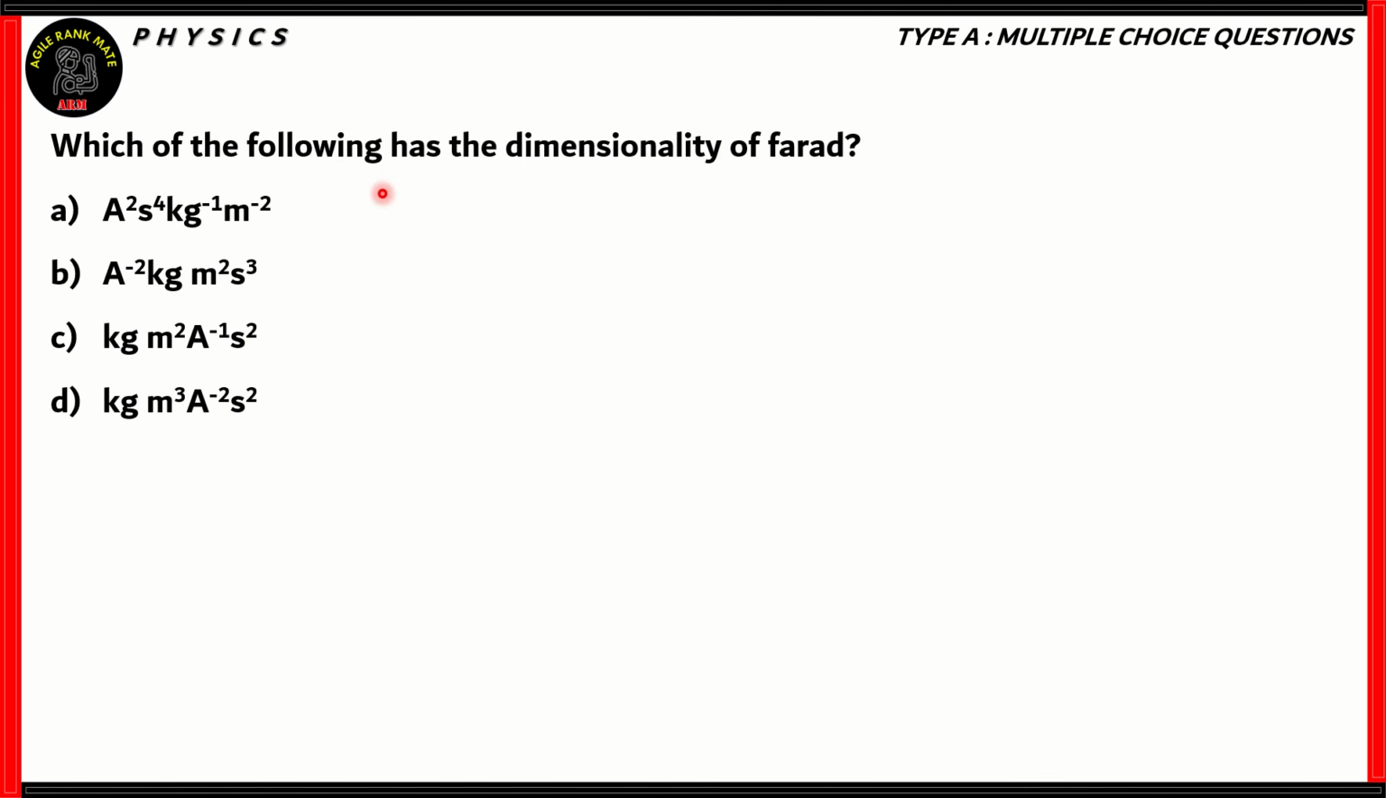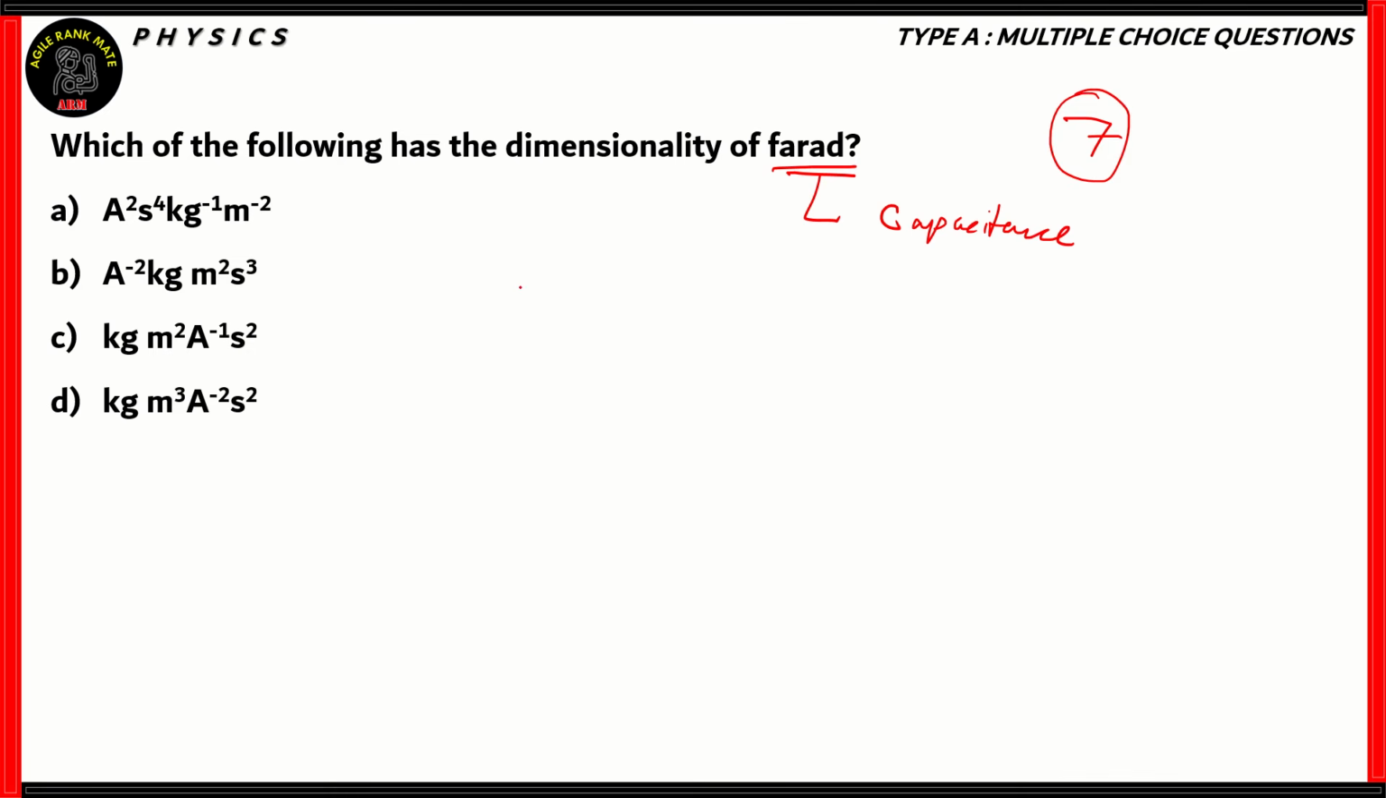This one is from physics. Which of the following has the dimensionality of a farad? So what we're doing is finding out the dimensions of the unit farad. Farad is the unit for capacitance. So since we need to find the dimensionality of a farad, we usually use the 7 basic units for the dimensional analysis. So we'll have to write them in units, so like amperes, kilograms, meters, etc.